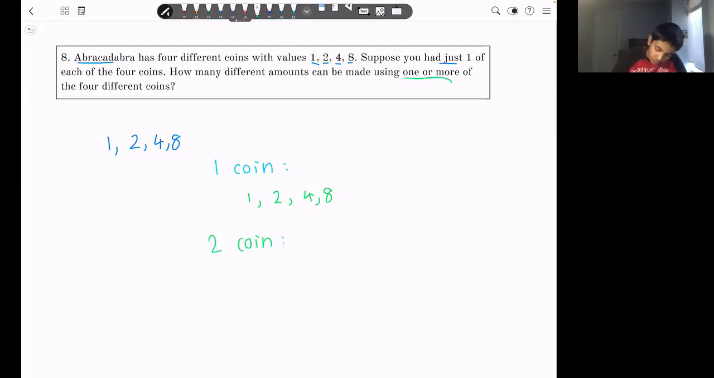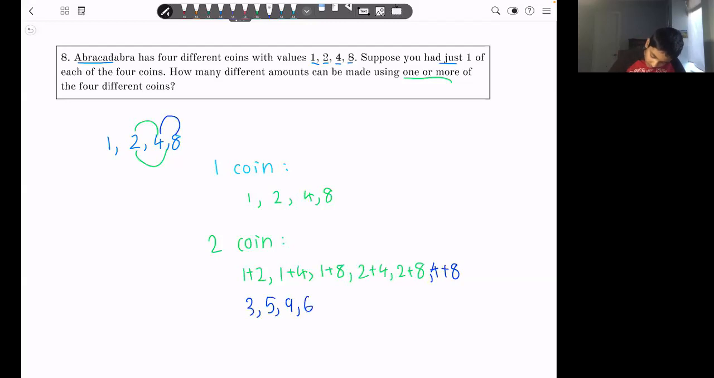If there's 2 coins, we can have 1 plus 2, 1 plus 4, 1 plus 8, 2 plus 4, and 2 plus 8. And then we can also have 4 plus 8. This is just 3, 5, 9, 6, 10, 12.